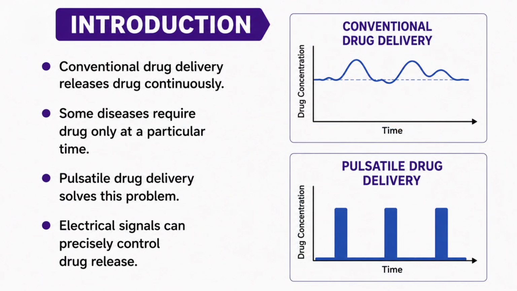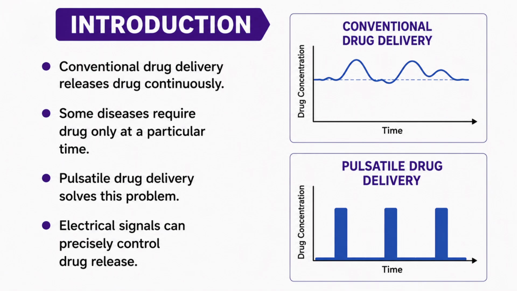Now let us see the introduction. Normally tablets release medicine continuously after administration. But many diseases don't need continuous drug release, for example diabetes, asthma, cancer, pain. Medicine is needed only at a particular time. Therefore, scientists developed pulsatile drug delivery systems. Electrical stimulation provides one of the best methods for controlling the drug release.